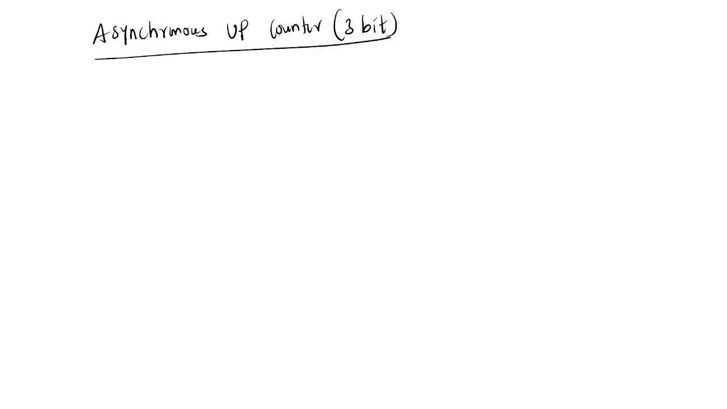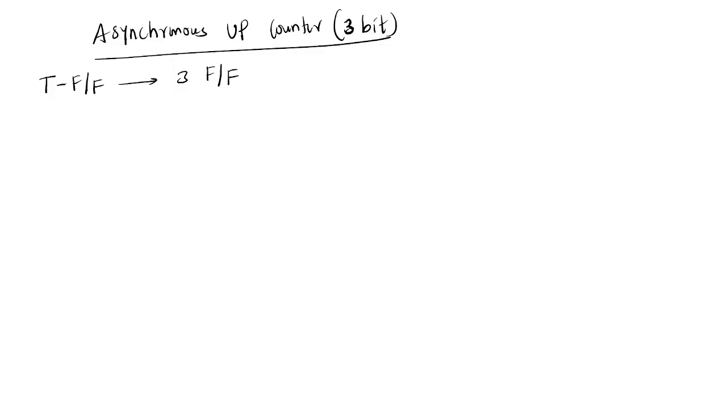We need to check the number of flip flops and select the type of flip flop. I'm using a T flip flop. How many flip flops are there? If it is an n-bit counter, n flip flops are there. So a 3-bit counter means how many flip flops are required? Three flip flops.